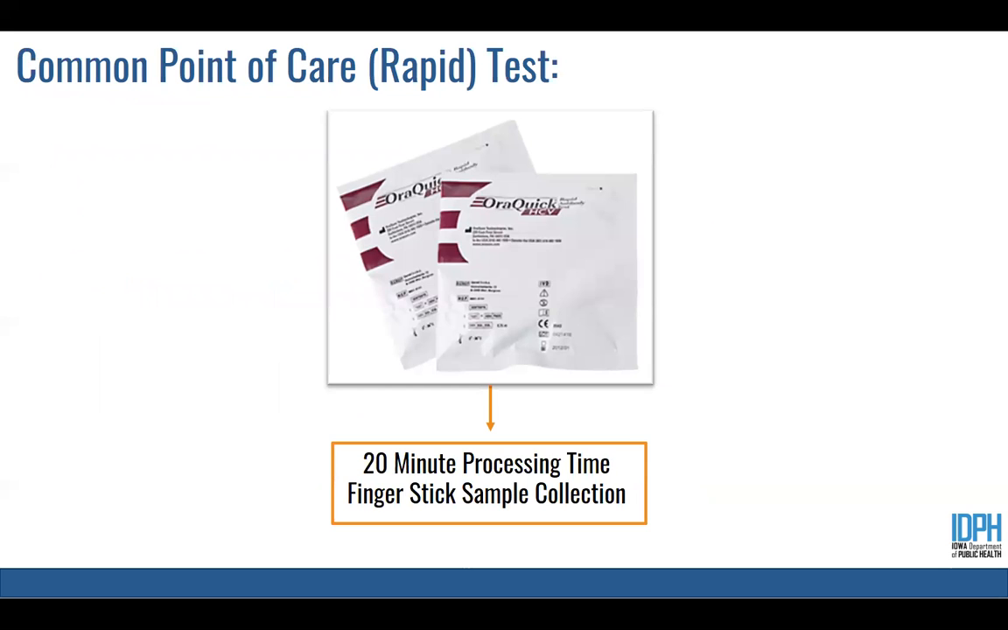And then just to highlight the common point of care or rapid test, this is actually the only test available for rapid antibody diagnostics of hepatitis C in North America. It has a 20-minute processing time, and as we said, it's a finger stick sample collection. Market cost for this kit is just about $20.